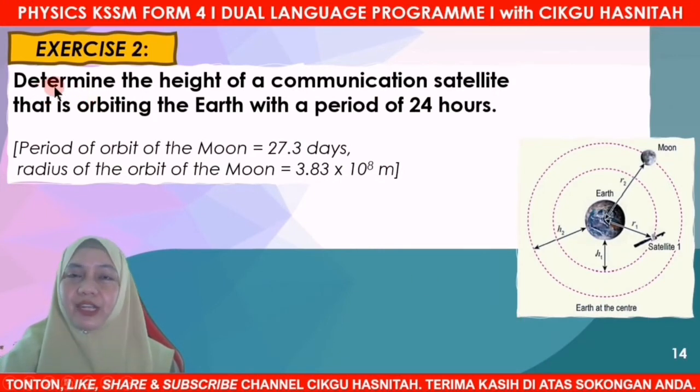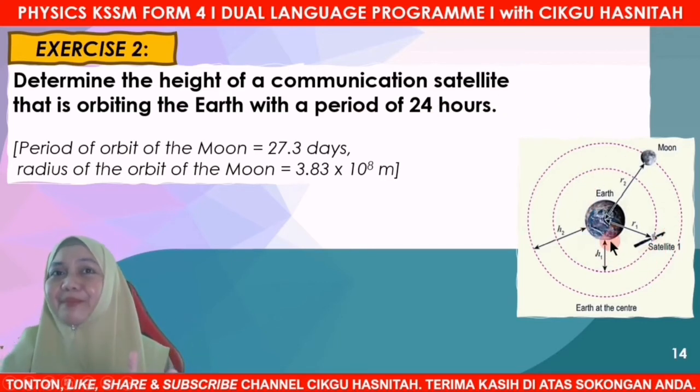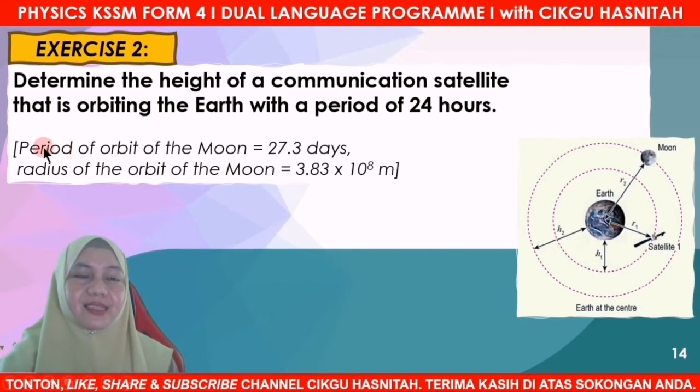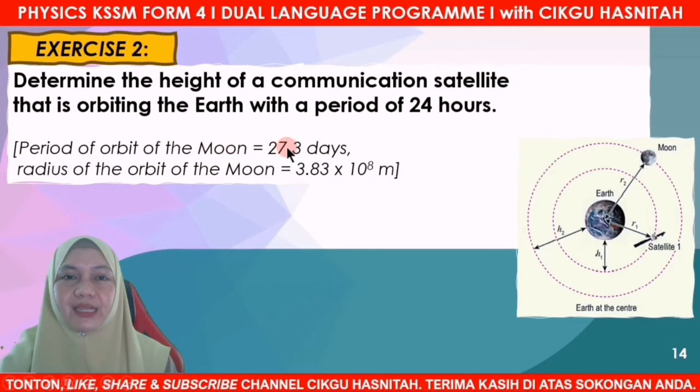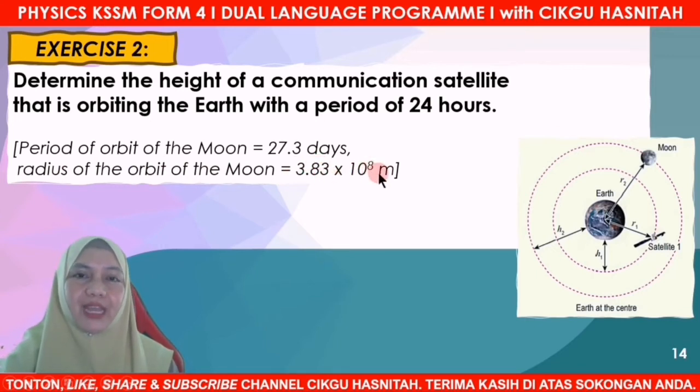You are asked to determine the height of a communication satellite that is orbiting the Earth with a period of 24 hours. So this is the related diagram to this question. Actually, it is quite similar with the second example if you notice. And this is another information you are given. The period of orbit of the moon, 27.3 days. And the orbital radius of the moon is 3.83 times 10 to the power of 8 meter.